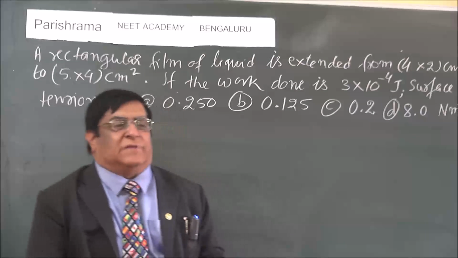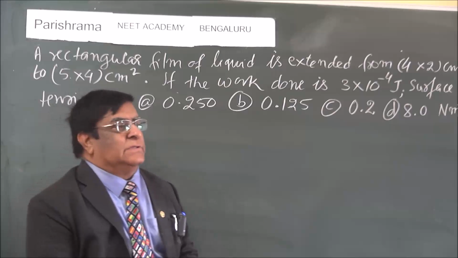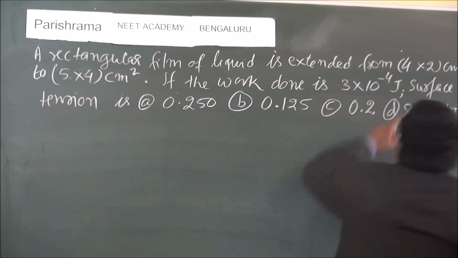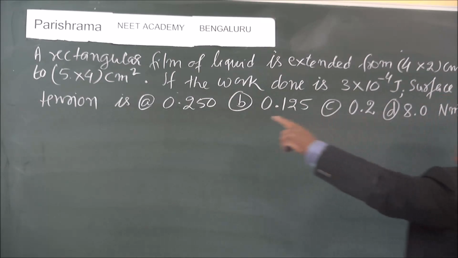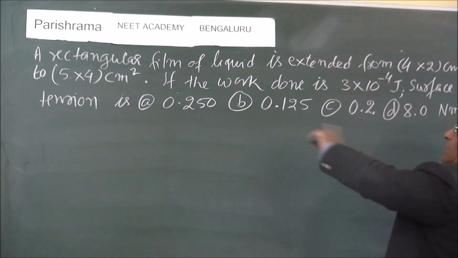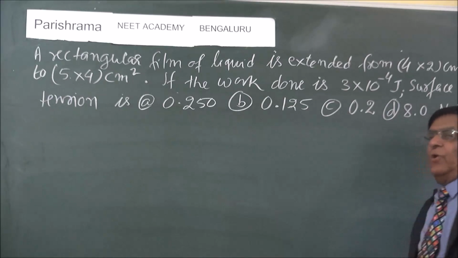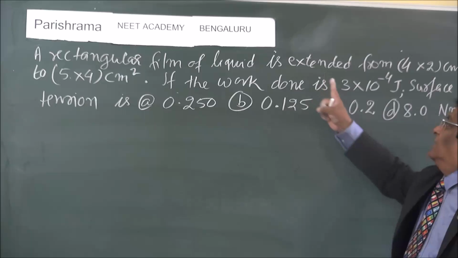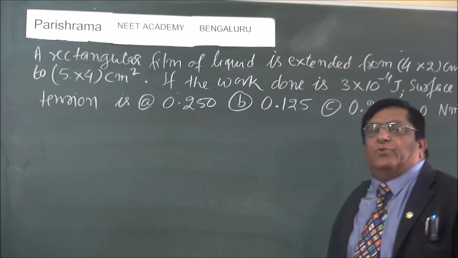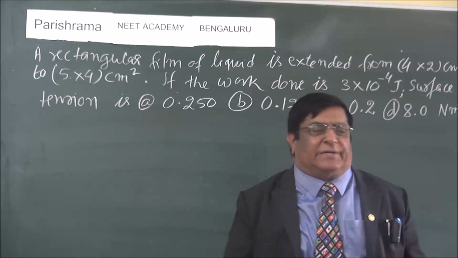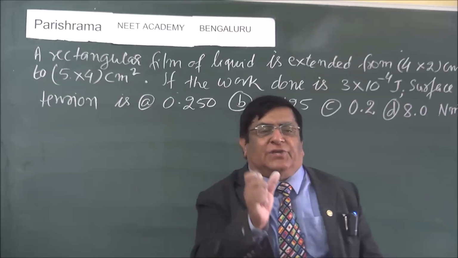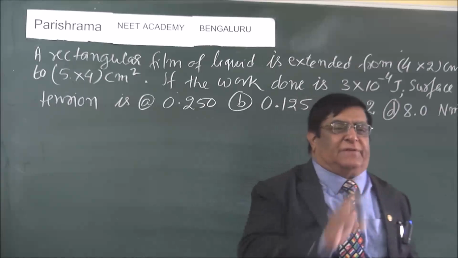It is a chapter of surface tension. Okay. Now the question is, a rectangular film of liquid is extended from a particular size 4 by 2 to the final size 5 by 4. The work done is so much. What is the surface tension? So what are the quantities involved? Area, energy, surface tension. Do you remember any formula which has these three quantities? What is that? Surface tension multiplied by change in area is equal to surface energy.